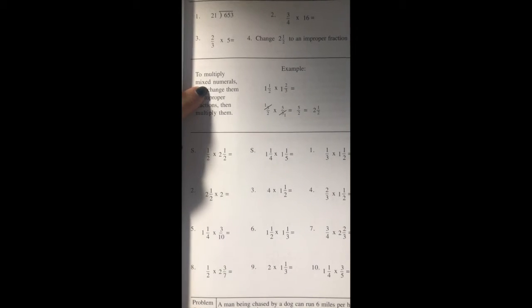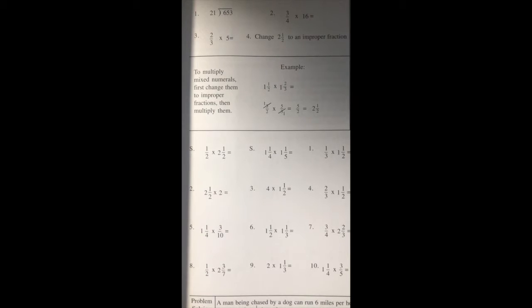So we are on page 39 and we are going to learn how to multiply mixed numerals. But to multiply mixed numerals, you have to change them first into improper fractions and then multiply. And I'm going to show you how to do that.